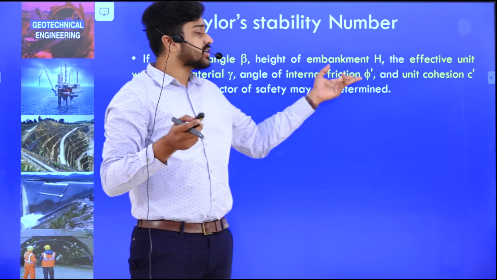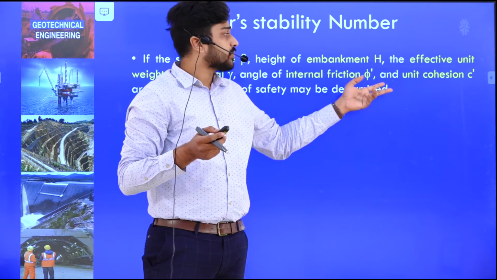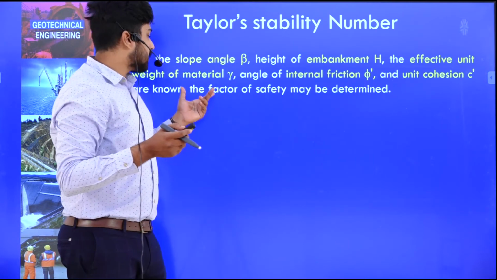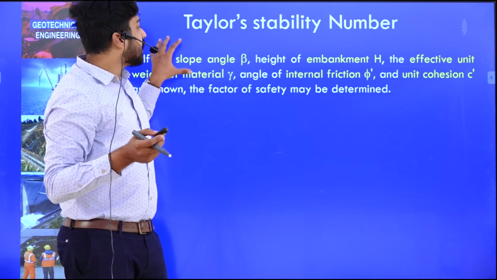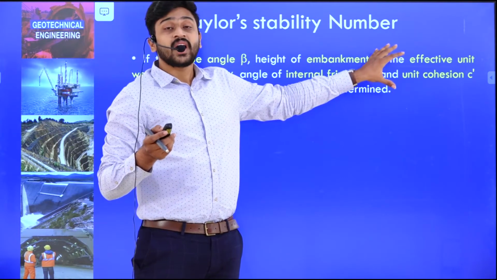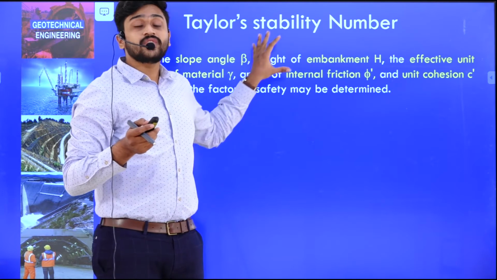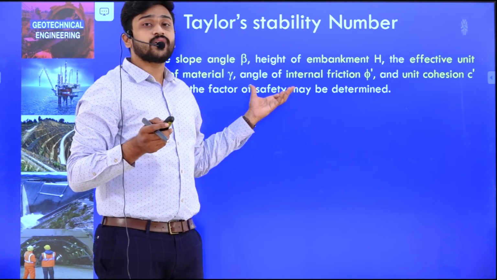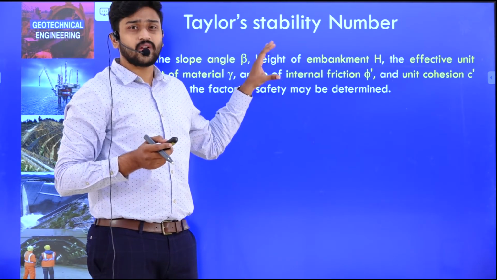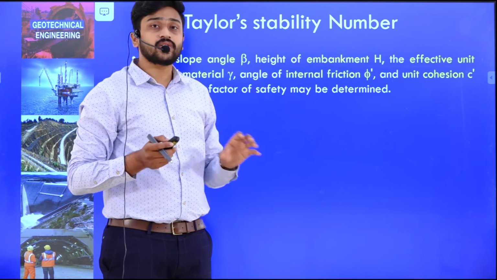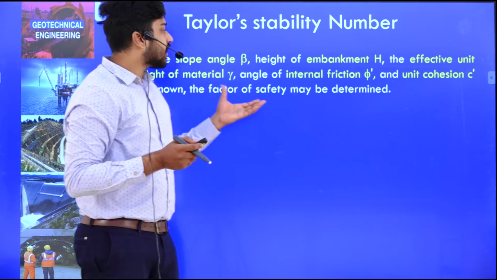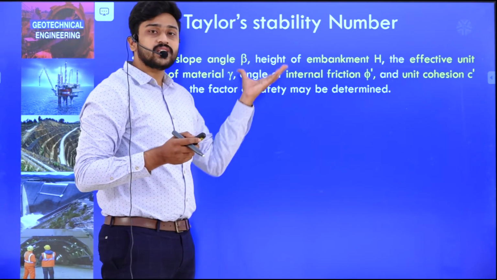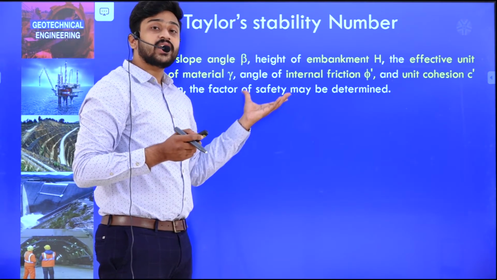As well as the angle of internal friction phi, and the unit cohesion, that means the cohesion value c dash. So it is depending on all these values, and we know that based on these values we can obtain the factor of safety for the particular slope. So if we can determine the factor of safety using this, then we can determine the stability number.